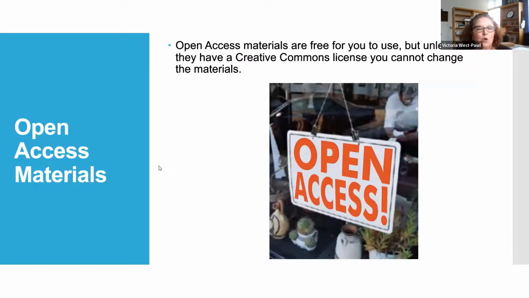All right, there are also open access materials, and these are a little bit different than the OER materials. Open access materials are free for you to use, but unless they have a Creative Commons license, you cannot change the materials. You can use them for free, but you just can't reuse them. So once you start looking for material to use for your course, you can look for materials with a Creative Commons license, open access materials, and public domain materials. But you need to know what type of license each of them has.